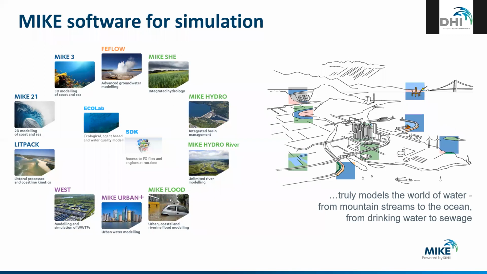So just jumping onto the MIKE software for simulation. This is our software circle. This represents the majority of our desktop water simulation software. And as you can see, it truly models the world of water. We have a software tool for pretty much every aspect of the water simulation that you might want to look at. So I'll just go around the circle, starting with MIKE 21 and MIKE 3 on the left there. MIKE 21 is our 2-dimensional model, depth averaged, and MIKE 3 is our 3-dimensional model.